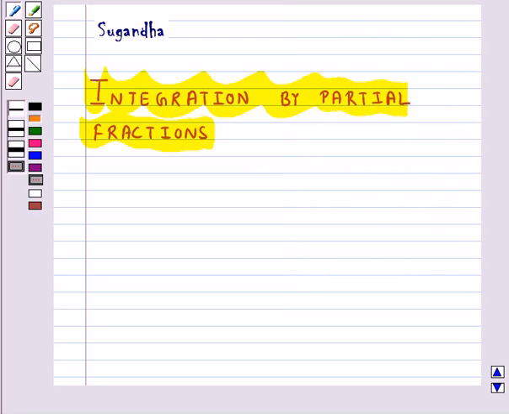So if the integrand is a proper rational function, then it can be written as a sum of simpler rational functions by a method called partial fraction decomposition. After this, the integration can be carried out easily using the already known methods. And if the integrand is an improper rational function, then we convert that improper rational function to a proper rational function by long division process, and then we can do this by partial fraction decomposition.